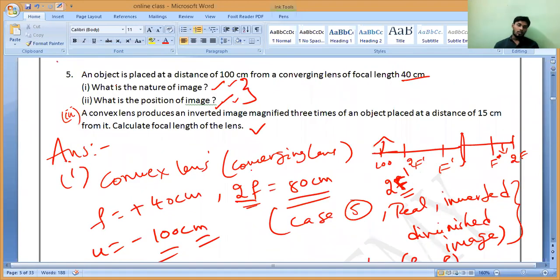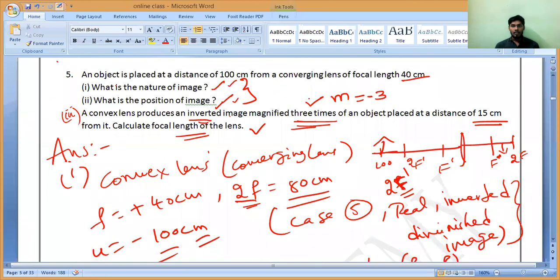Now with the help of the same thing: a convex lens produces an inverted image magnified 3 times. Inverted means what? Magnification is real or virtual? Real, sir, minus. Placed at a distance of 15 centimeter from it, calculate the focal length of the lens they are asking.